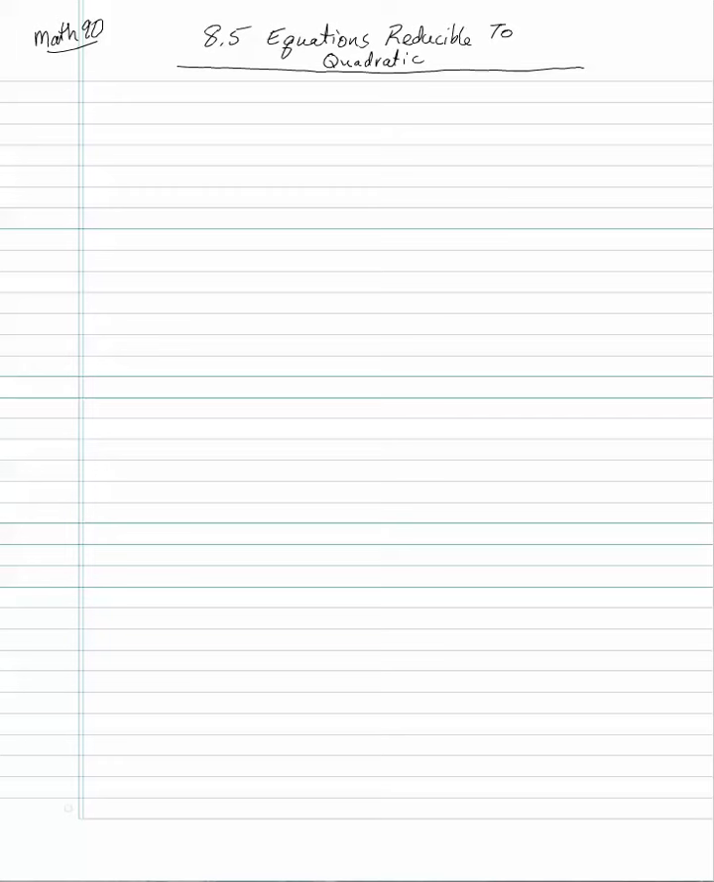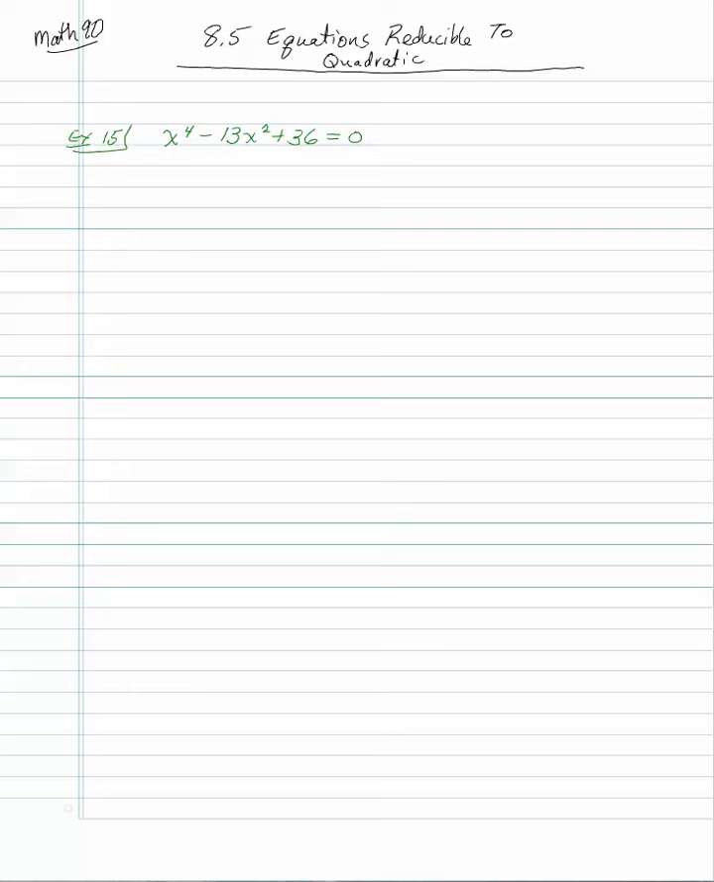In this section we're going to look at equations that are not quadratic equations, but they behave like quadratic equations. So let's look at exercise 15 from the book. You see we have a fourth degree polynomial, which is not a quadratic. Remember, a quadratic is an x squared, a second degree polynomial.